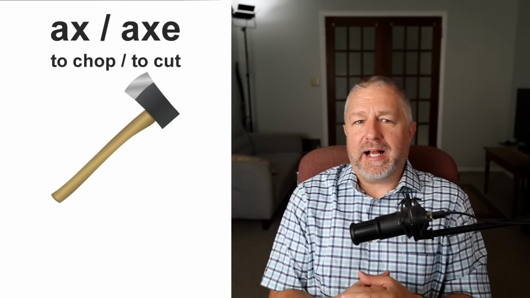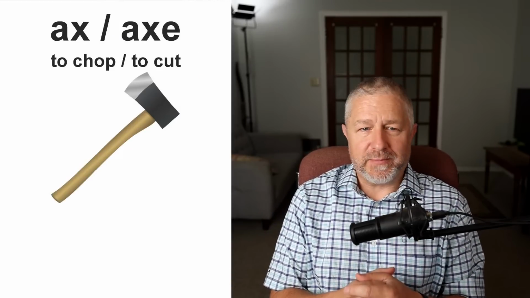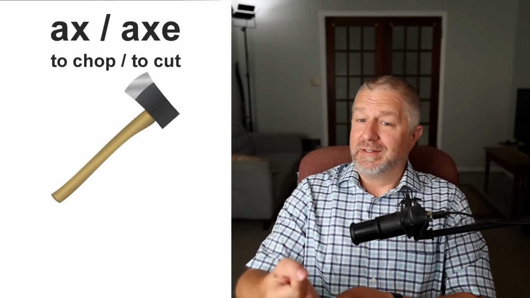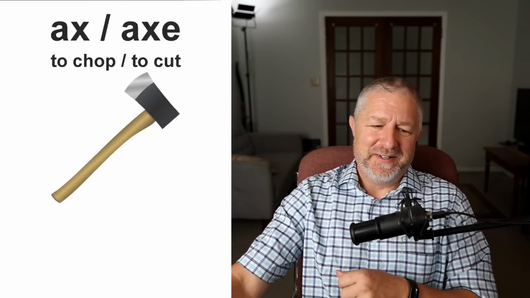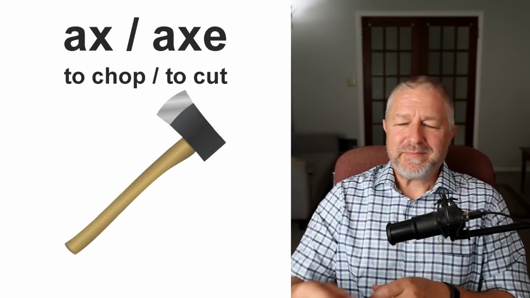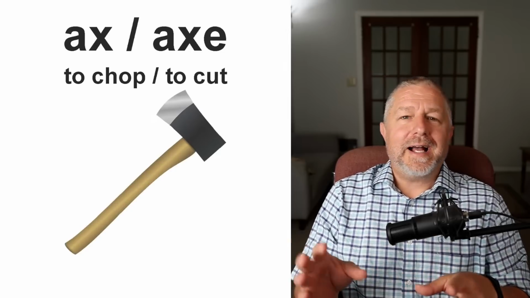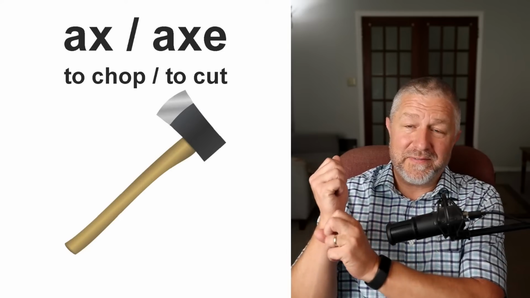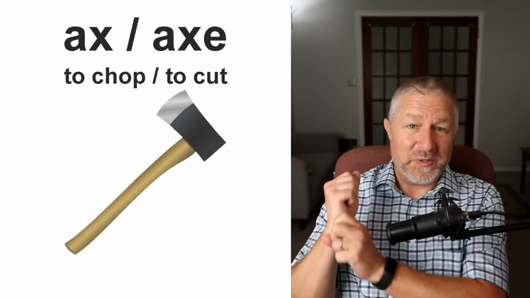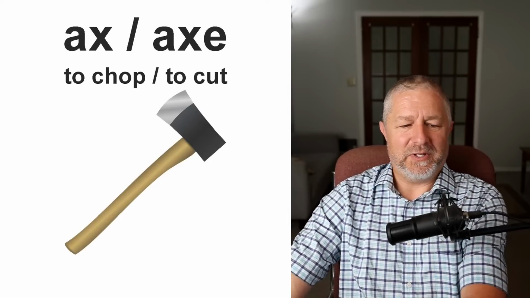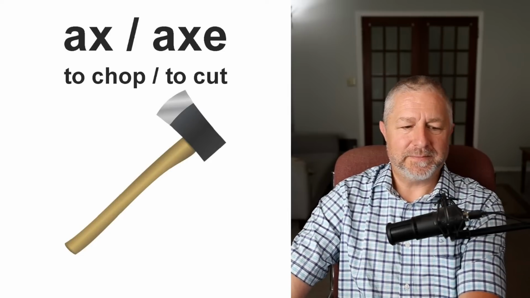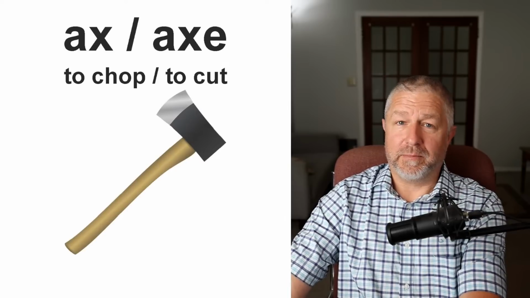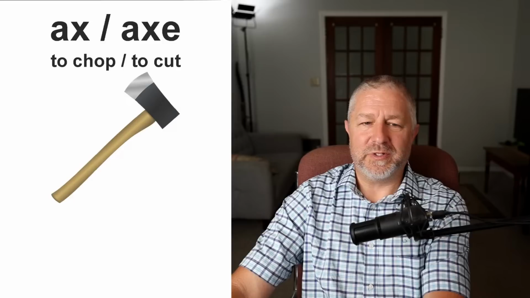An axe. An axe is used to chop down, to cut. It's a very difficult tool to use. Like a chainsaw is easier to use than an axe. Sorry, an axe is easy to learn to use, but it's very physically demanding. You need a lot of muscles to use an axe, but you can use an axe to chop down a tree. You can use an axe to cut up some logs, whatever you need to do.